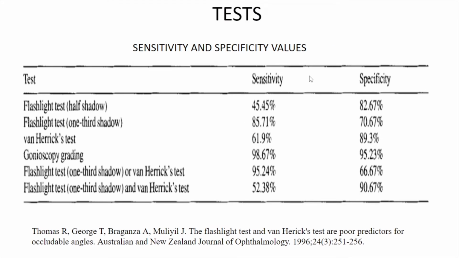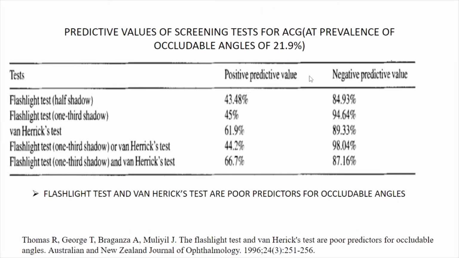This table depicts the sensitivity and specificity values of the flashlight test and the Van Herrick's test, and we found out that they are poor predictors for occludable angles.